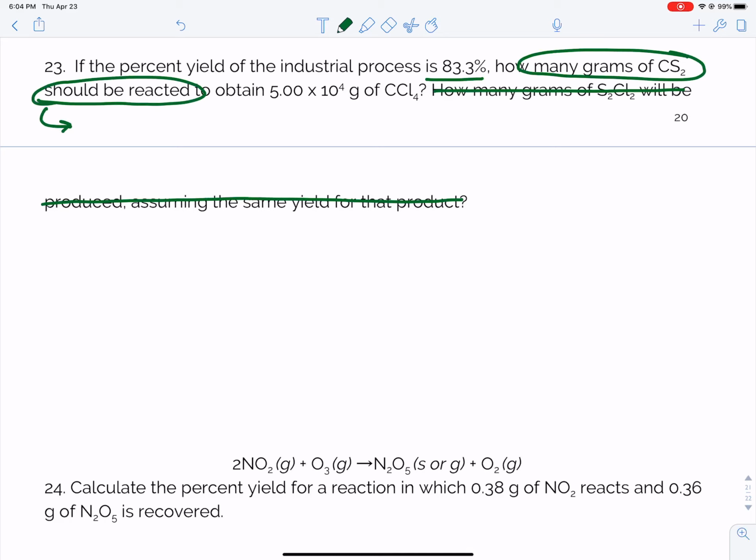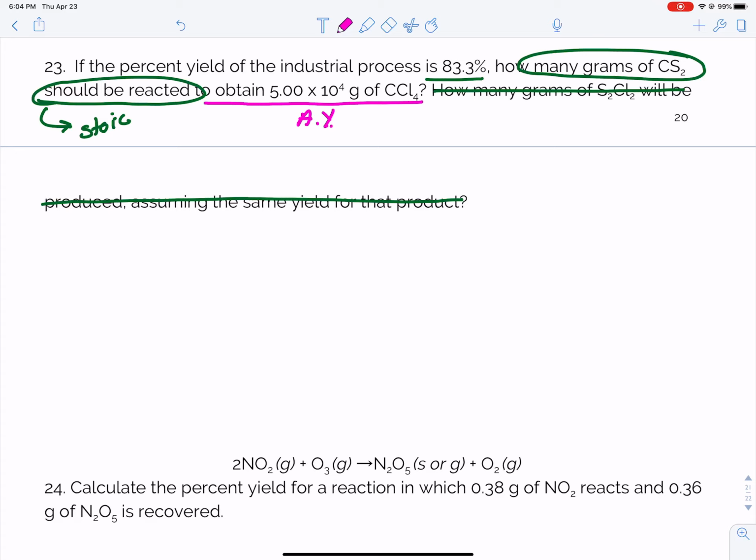So am I asking you for an actual yield or a theoretical yield? Well, I'm telling you this should be reacted. Reacted means reactants. That isn't a yield. That isn't a product. That isn't something that was made. So I'm sort of asking you, what should I start my stoichiometry problem with? If the question says to obtain 5.00 times 10 to the positive 4 grams of CCl4, I want to obtain that. That's how much I actually want to hold in my hand. So this is my actual yield.